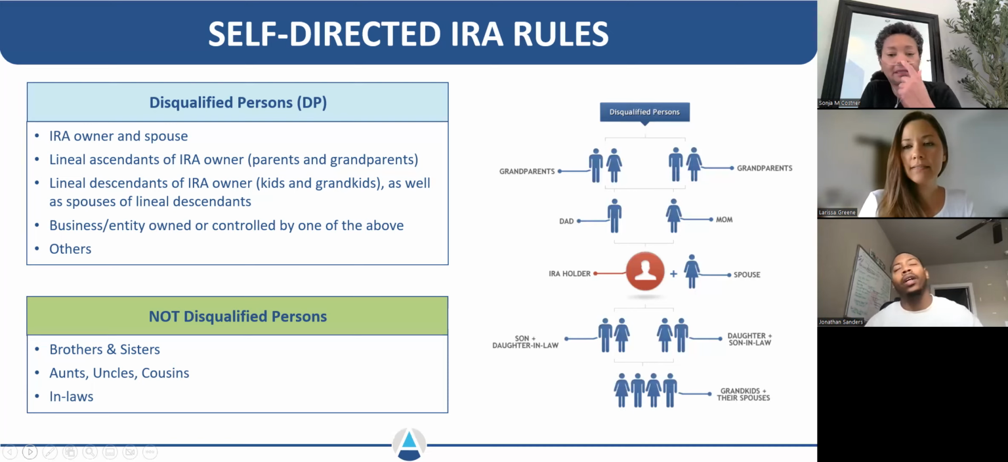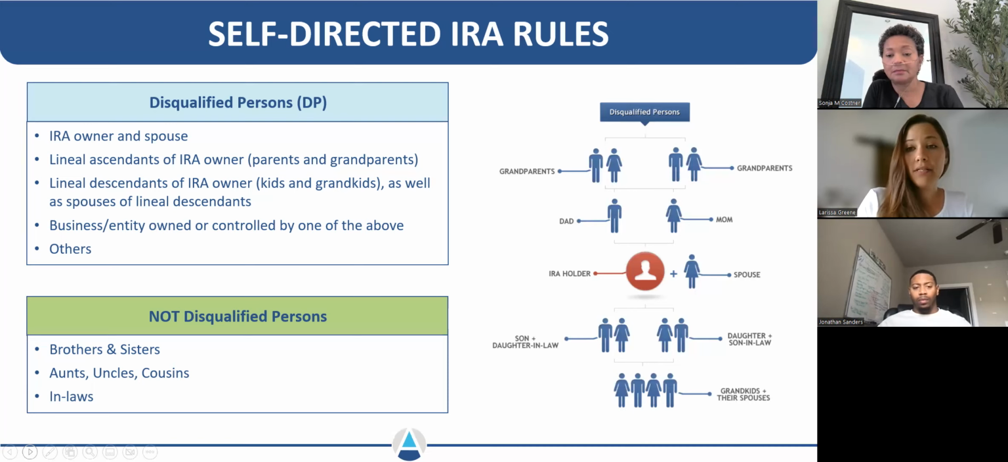Okay. So let me ask another example, because Jonathan is my son, and he has a sister. Based on these disqualified persons, I could not sell my daughter a house as her realtor, correct? But Jonathan, as her sibling, could sell her a house if it were in the IRA, correct? So yes, that is correct.